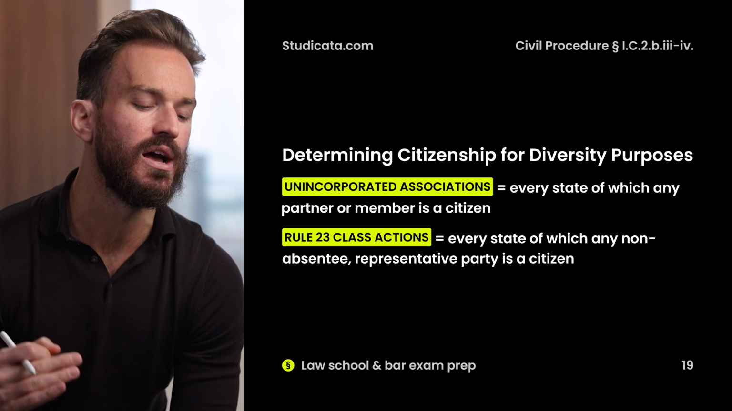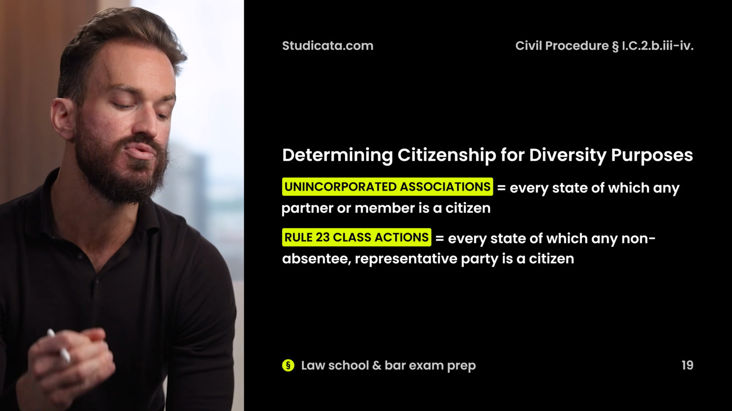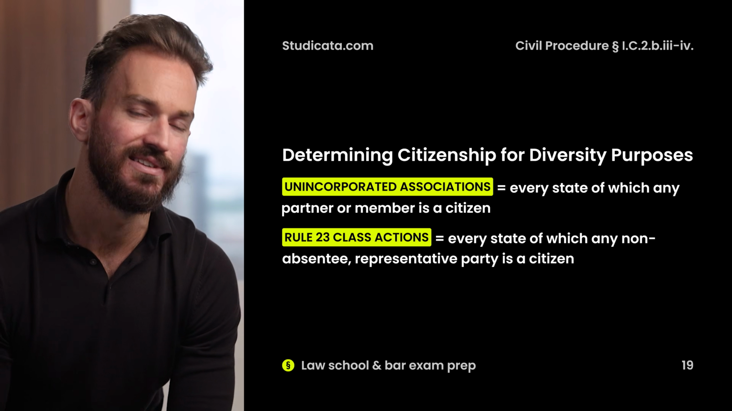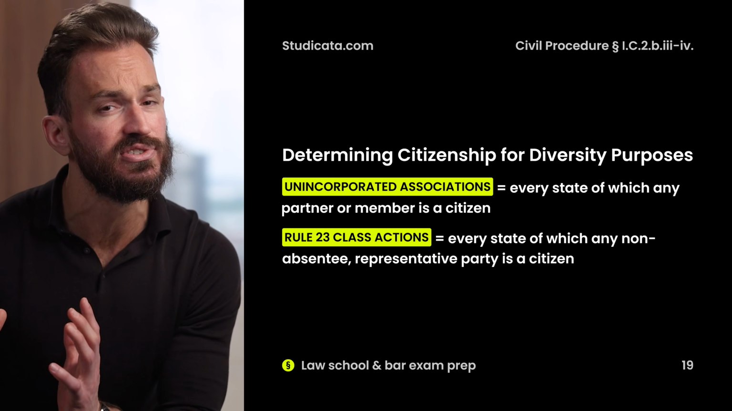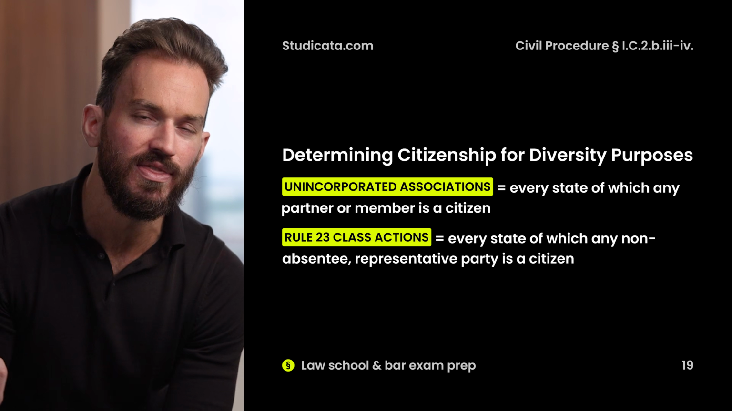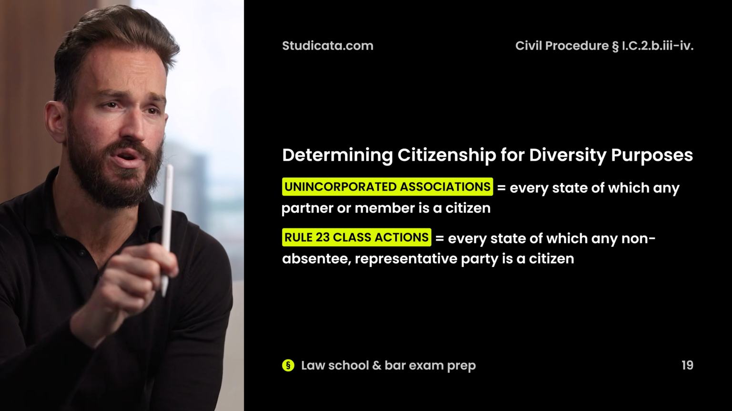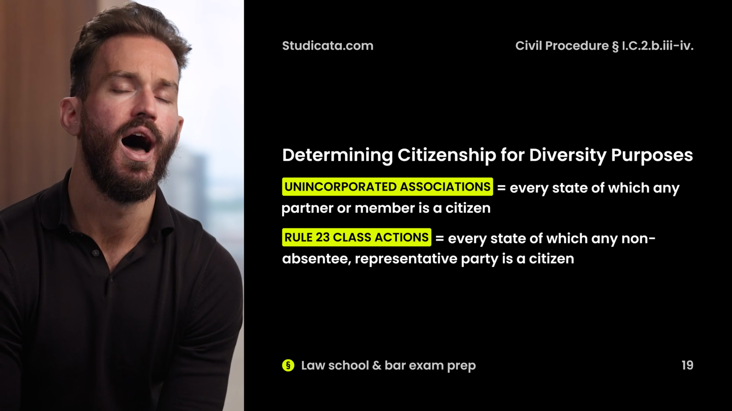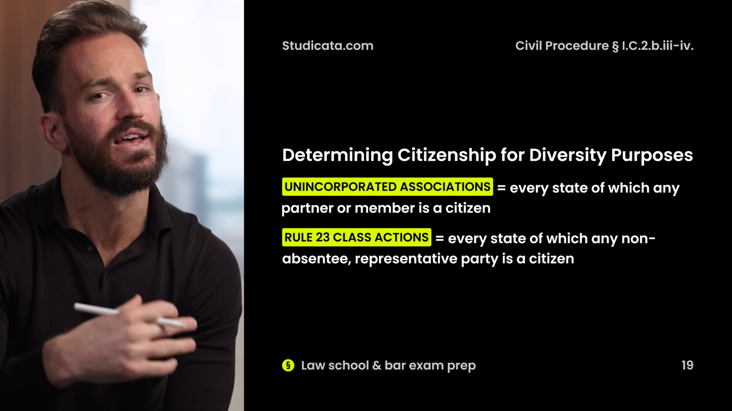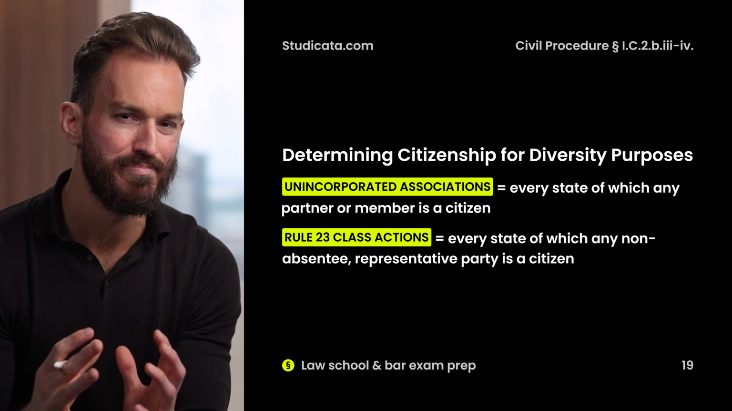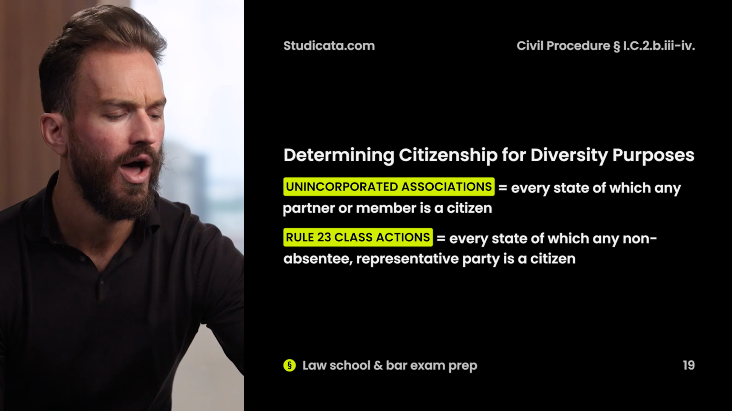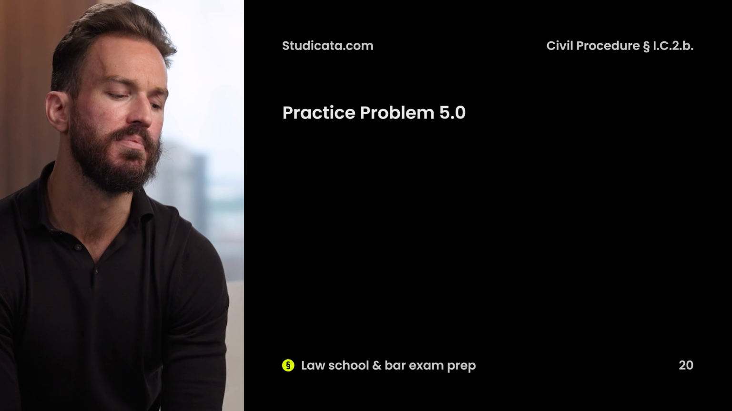For diversity purposes, when we're determining citizenship of a Rule 23 class, it's every state of which any non-absentee representative party is a citizen. So we just look at the representative parties. And again, this is usually natural persons. So it's the domicile of every representative party of that Rule 23 class. That's what we say the citizenship is for the class as a whole. So let's go over an example here.